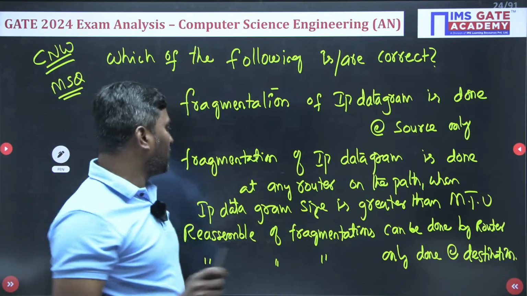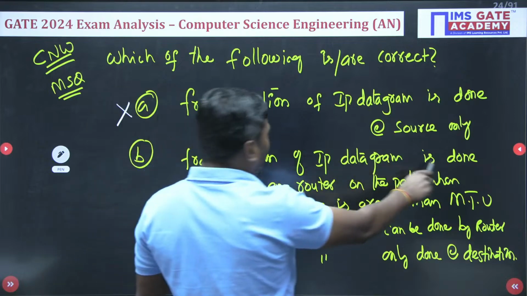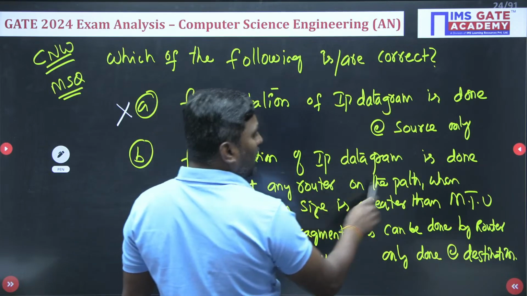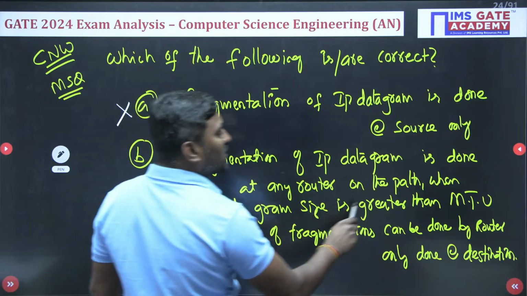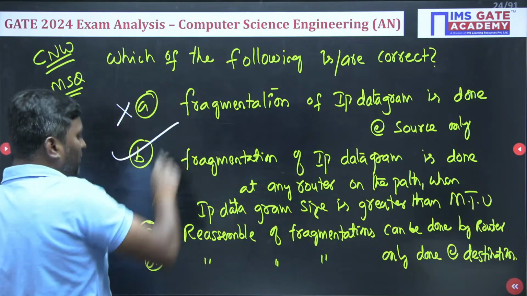This is completely incorrect. So it is done by what? Fragmentation is done by the router. So fragmentation of an IP datagram is done at any router on the path when the datagram size is greater than the maximum transfer unit. This is correct.